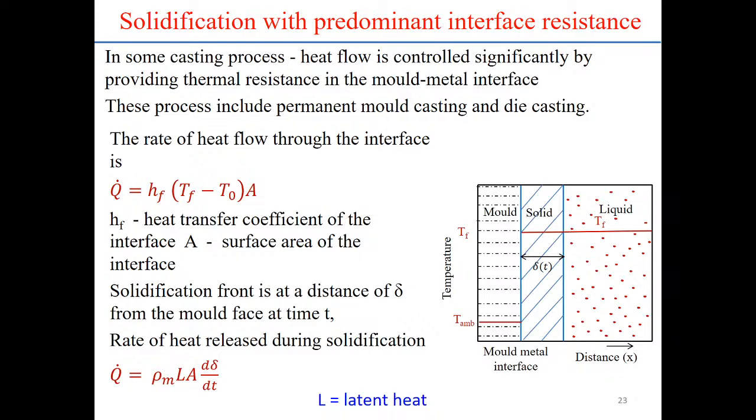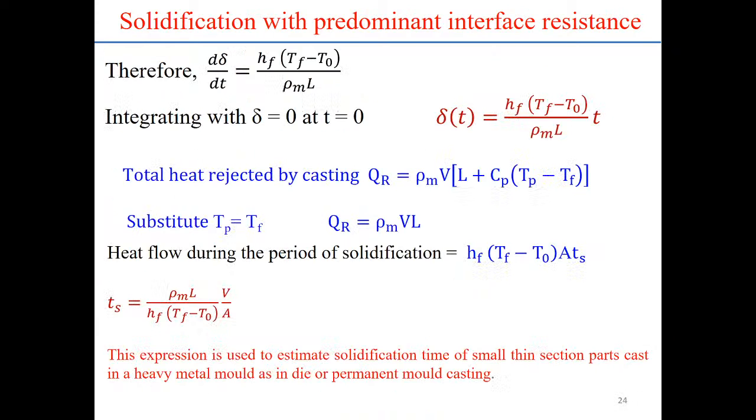Okay. In other cases, the predominant resistance is the interface resistance, the predominant thermal resistance at the mold-metal interface. This includes permanent mold casting and die casting. In permanent mold casting and die casting, the heat transfer is a little different when analyzing the solidification time, as compared to sand casting. In these cases, the solidified metal actually induces the resistance to the heat flow. If we analyze this, then we reach some other expression.